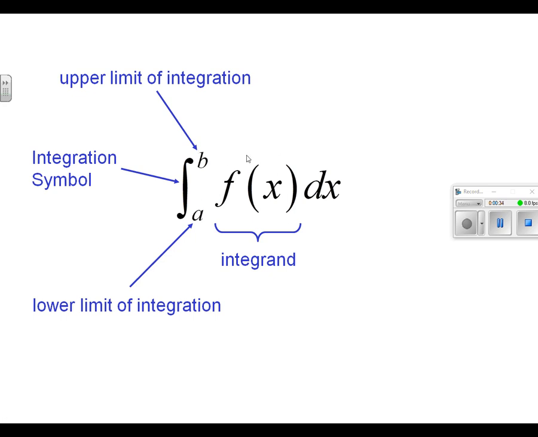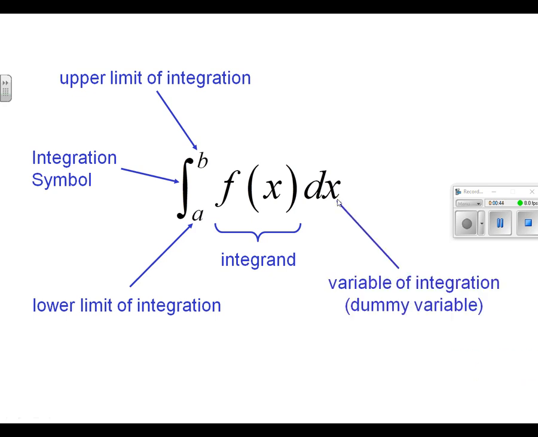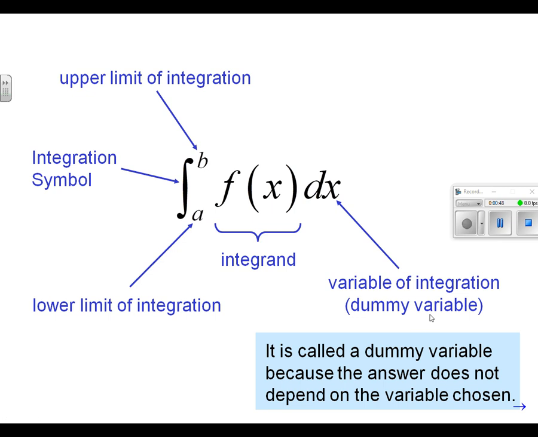Terminology, we would call this function the integrand. It might be a constant. It might involve variables. It could be logarithms, anything that you've seen so far. And then this is the variable of integration. It's sometimes called a dummy variable because it doesn't really depend upon the variable chosen. We'll talk about later whether it will ever matter what letter we put here.